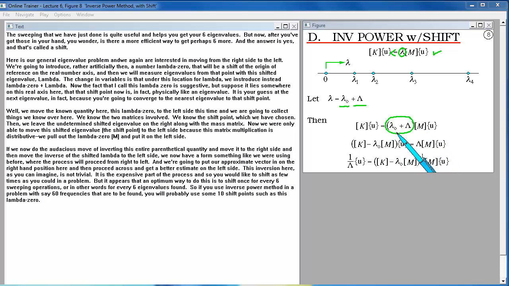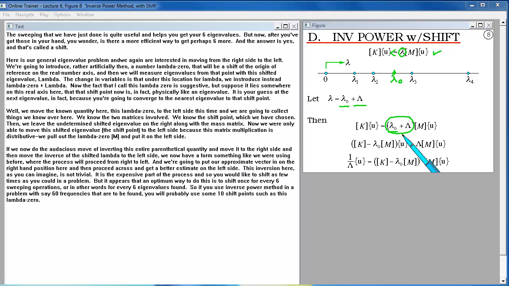Now, the fact that I call this lambda 0 is suggestive. Let's suppose it lies somewhere on this real axis here. That shift point now is in fact physically like an eigenvalue, and it is your guess at the next eigenvalue, in fact, because you're going to converge to the nearest eigenvalue to that shift point.